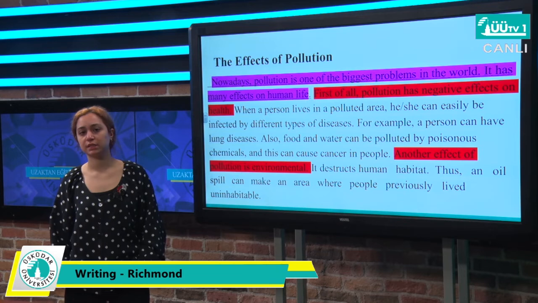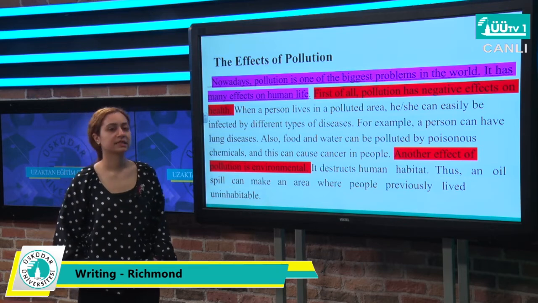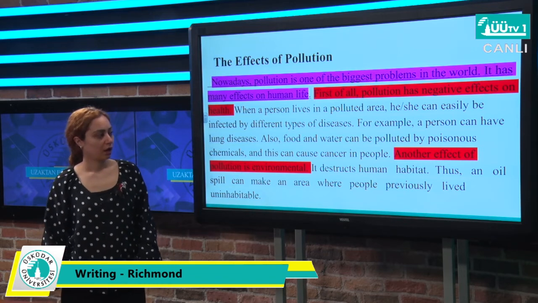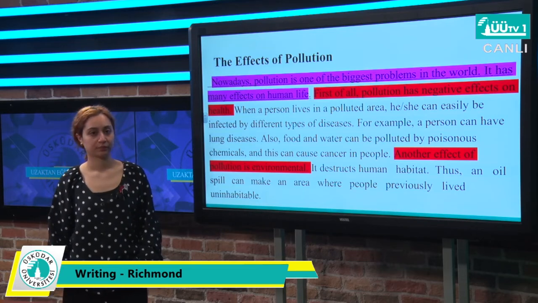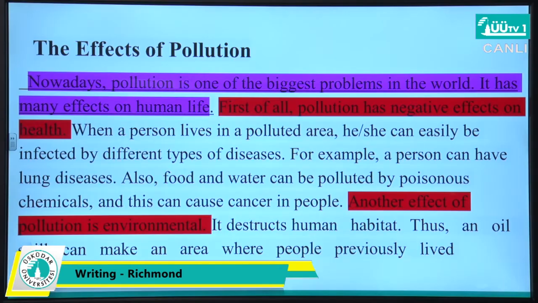So after the first supporting sentence, we have the second supporting sentence. Another effect of pollution is environmental. So for the second supporting sentence, we start with another signal word. We say another effect. And then we start to give details. It destructs human habitat. Thus, an oil spill can make an area where people previously lived uninhabitable.